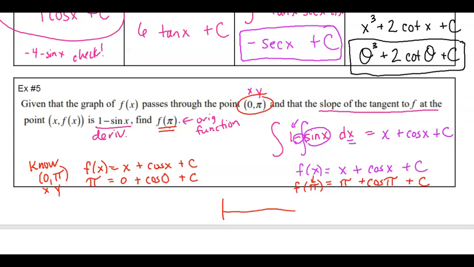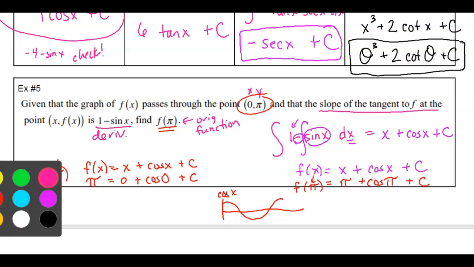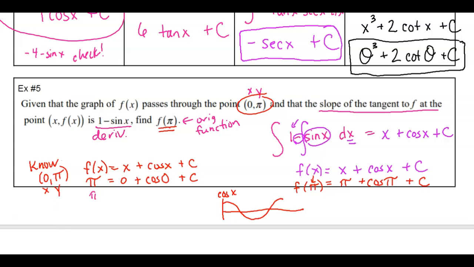So on the cosine wave, we've got pi equals 0. I don't need to write. The cosine of 0 is 1 plus c. So we want to get c alone. So pi minus 1. That's our c value. So now, instead of c, we're going to write pi minus 1. Does that make sense?